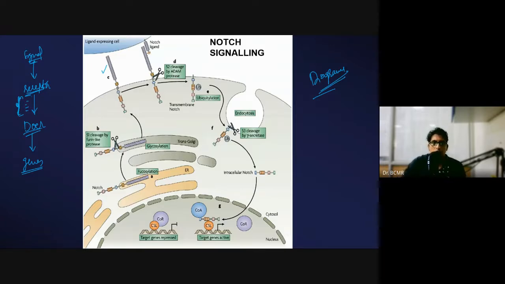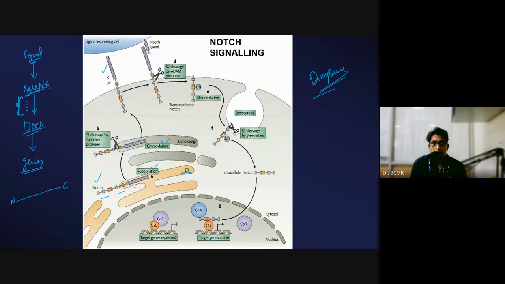Let's see how the Notch receptor is produced. Notch is produced as a single polypeptide. That means it is continuous from N terminus to C terminus. It is one single peptide, produced in the rough endoplasmic reticulum, ER, and then it will form vesicles and move into the Golgi complex, where fucosylation and glycosylation will happen.